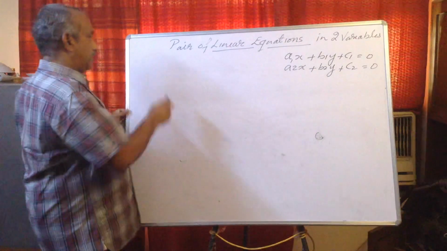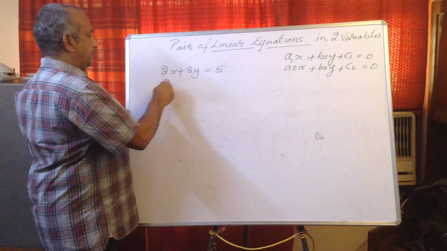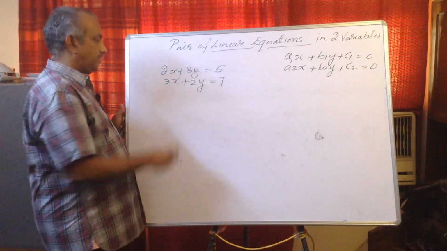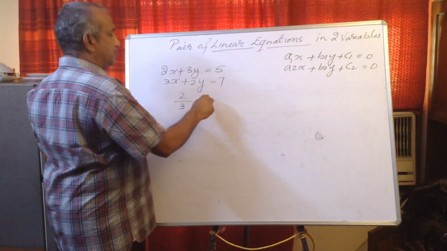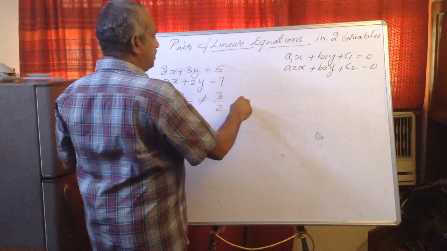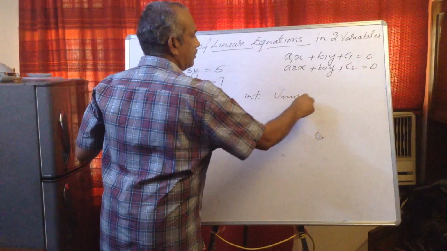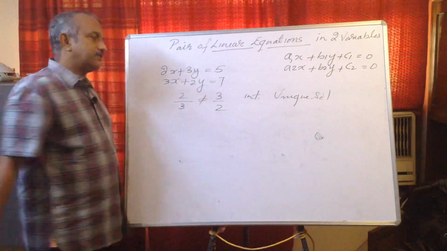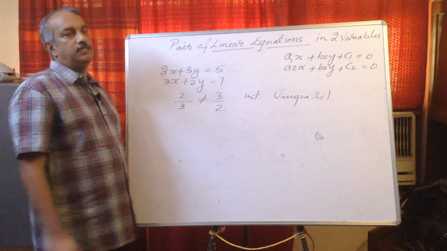Say for example, 2x plus 3y is equal to 5 and 3x plus 2y is equal to 7. In this case, now we will find out a1 upon a2, 2 upon 3, and b1 upon b2, 3 upon 2. Not equal. So in this case, the graph will be intersecting and there will be a unique solution. Only one solution will be there. So I have written intersecting in short only. So the graphs of these two equations will be intersecting and there will be a unique solution.